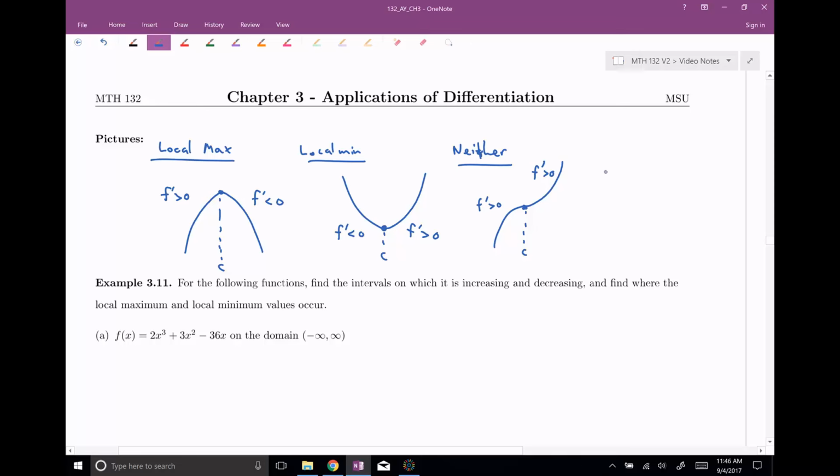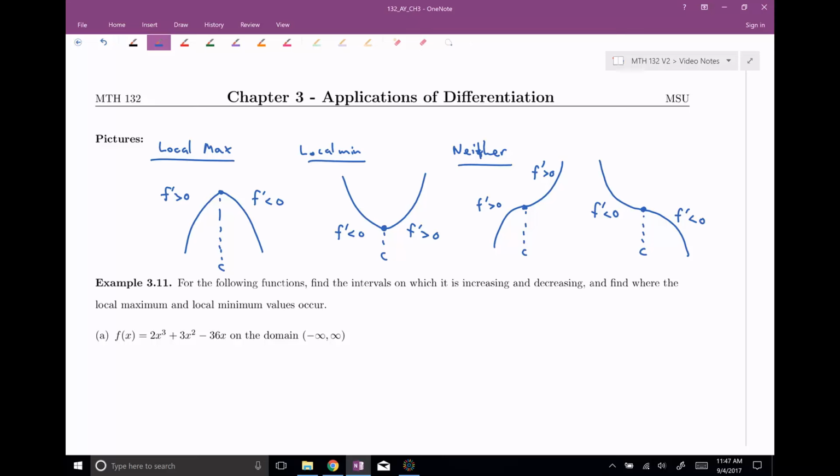Likewise, if you were decreasing up until C, so f prime is less than 0, and then you continue decreasing more, so the derivative was still less than 0, and you didn't have any change in the sign of the derivative, then again that C value here is still neither, right? It's neither going to be a local minimum nor a local maximum.